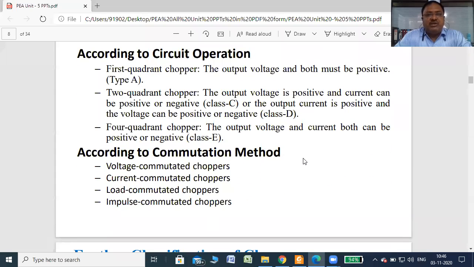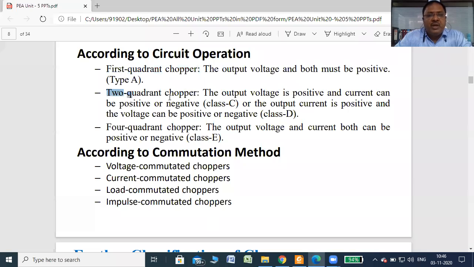Then the classification is given according to the circuit operation. Already we discussed the first quadrant chopper. Output voltage as well as current must both be positive. So this is nothing but a type A chopper.